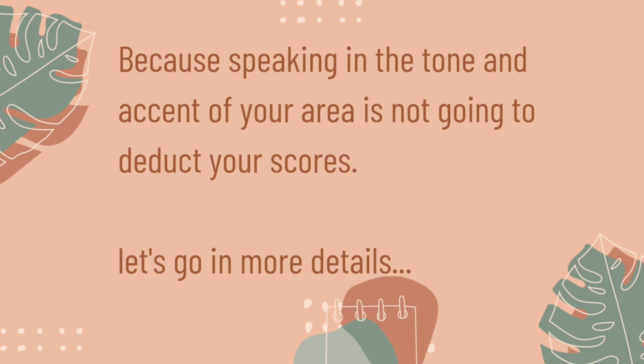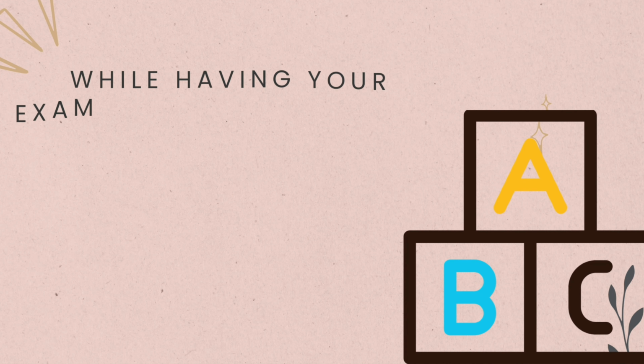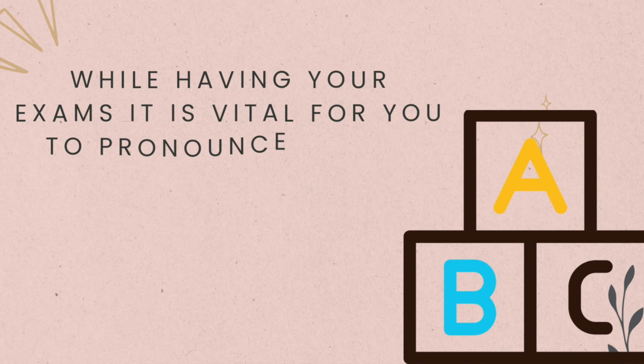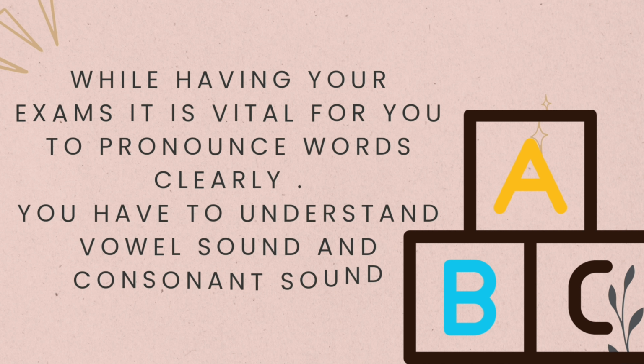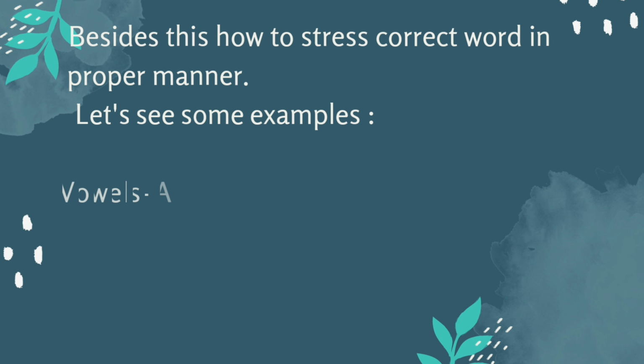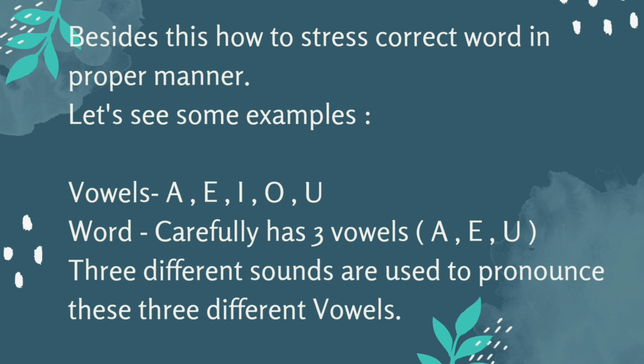Let's go in more details. While having your exam, it is vital for you to pronounce words clearly. You have to understand vowel sound and consonant sound clearly. Besides this, how to stress correct word in a proper manner. This should be properly understood by you. Let's see some examples. Vowel sounds A, E, I, O, U usually sound like A, E, A. So, how it is spoken?